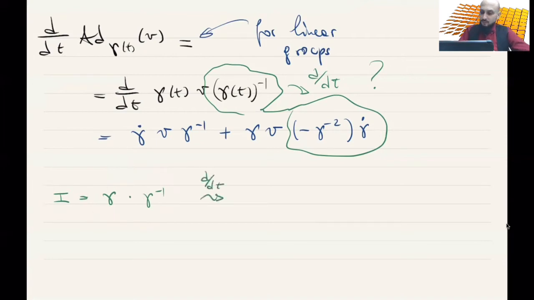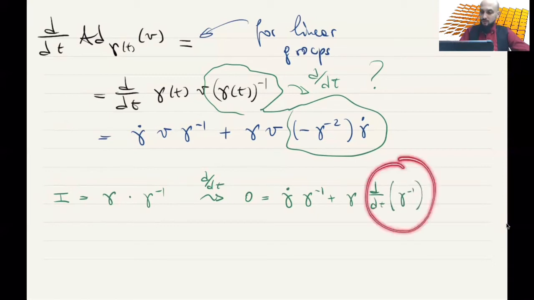I have therefore 0 equal gamma dot times gamma minus 1 plus gamma, and then the derivative d over dt of gamma minus 1. And this is what I would like to calculate, right? But now from this equation, I have it.